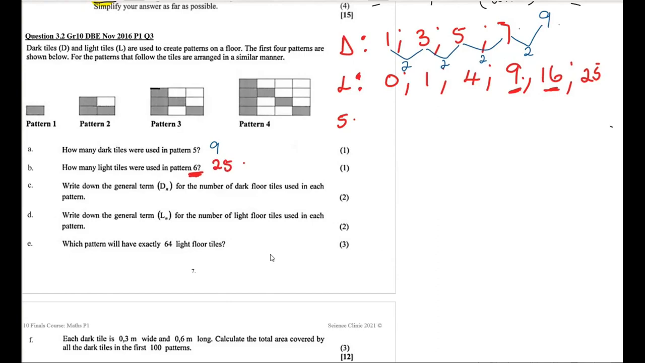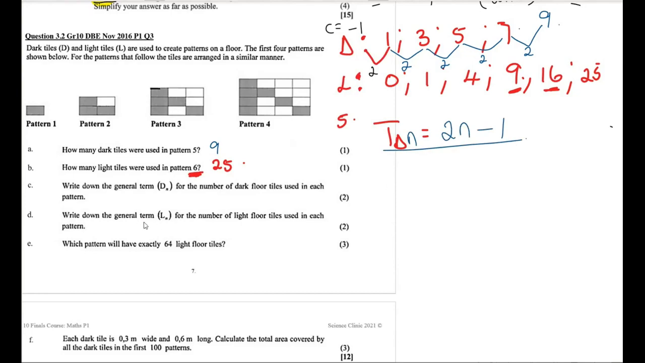Now C says, write down the general term for the dark ones. Let's go. For the dark ones, we have seen that the constant difference is the 2. So what is C? C will be minus 1. Thank you, Emma. So which means that T_D, the dark tiles, the nth term will be equal to 2n minus 1. Okay, so we found our general term.